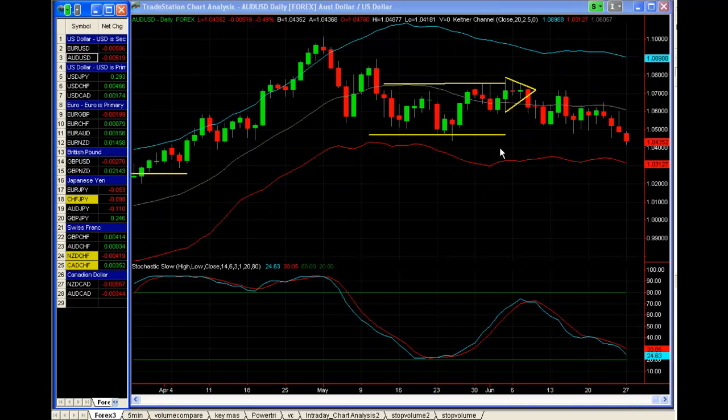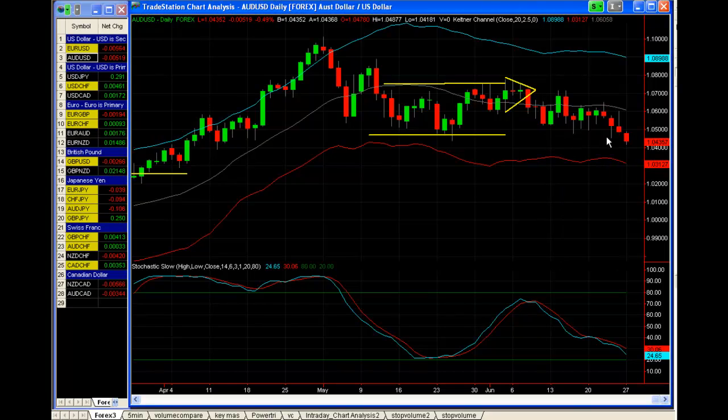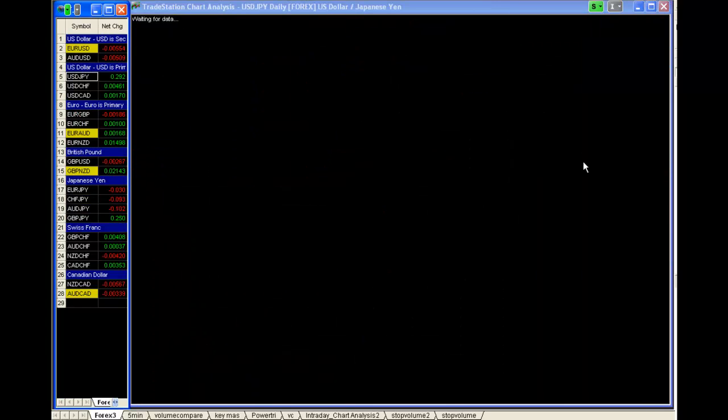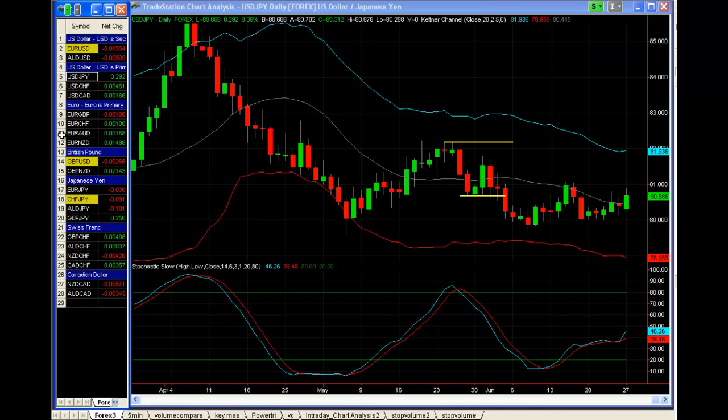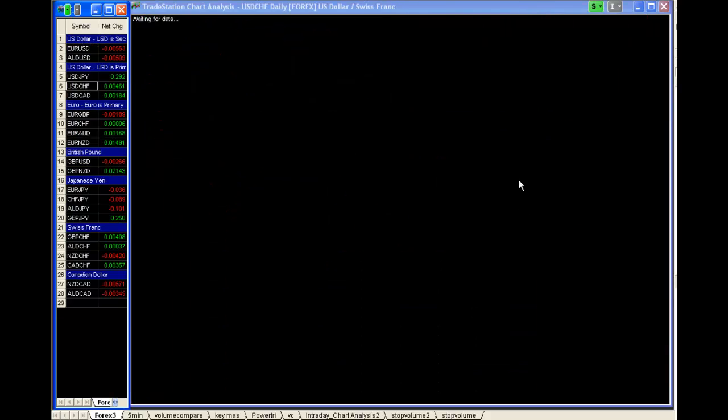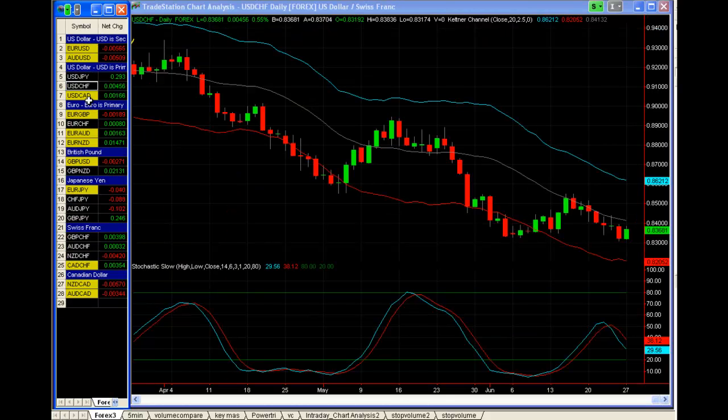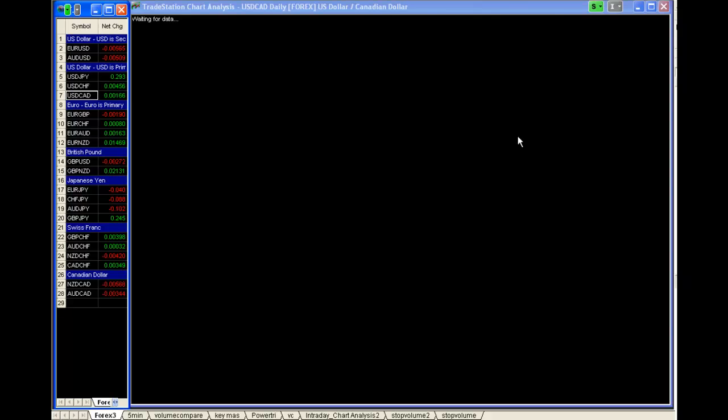The Aussie dollar, okay, we were watching the Aussie dollar for a retest of these lows. Got below that, or it's getting below that here in Monday's session. Watch the lower Keltner for support there. Here is the dollar yen. Not much going on there. The dollar Swiss. The dollar CAD.